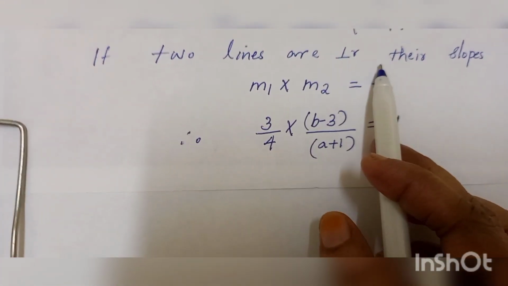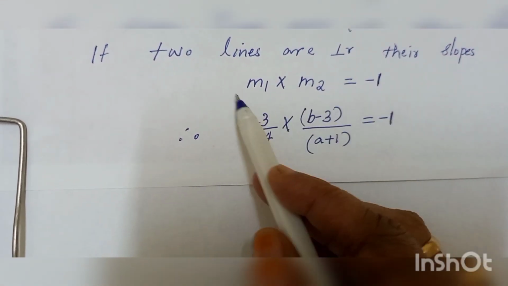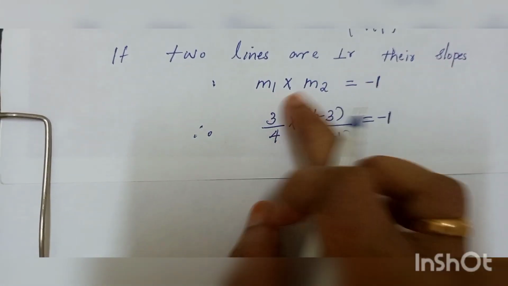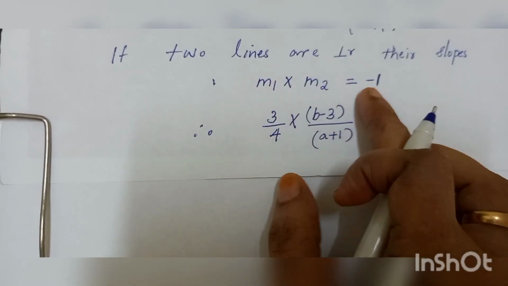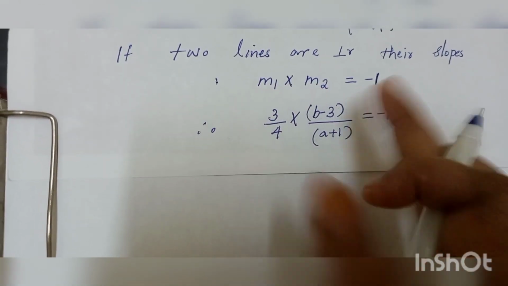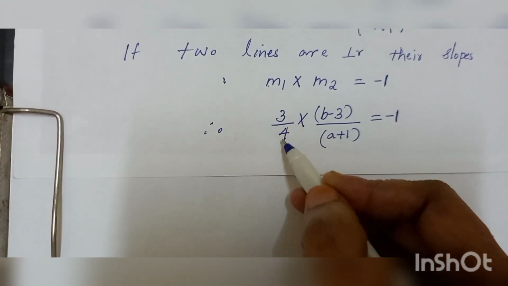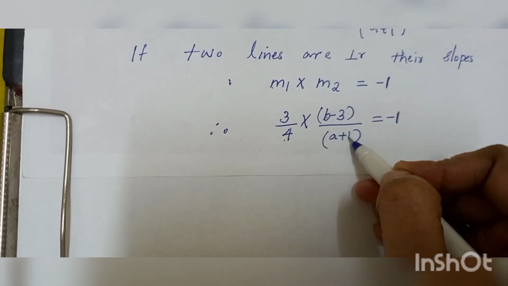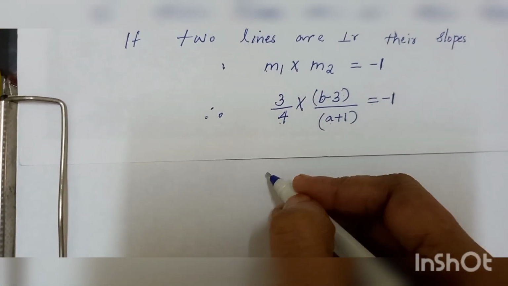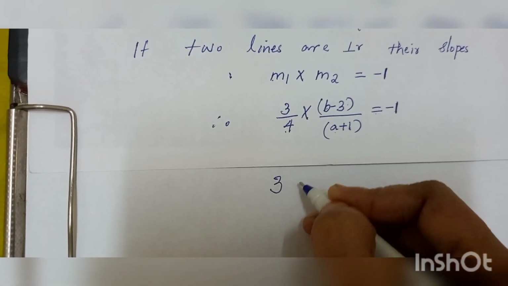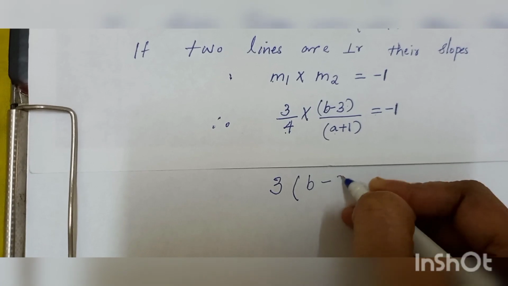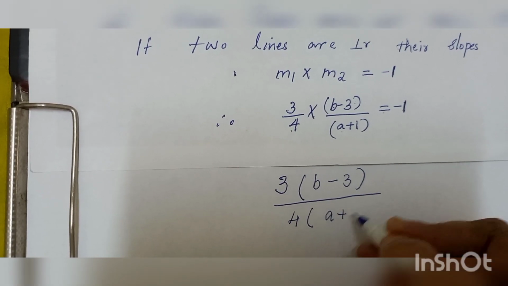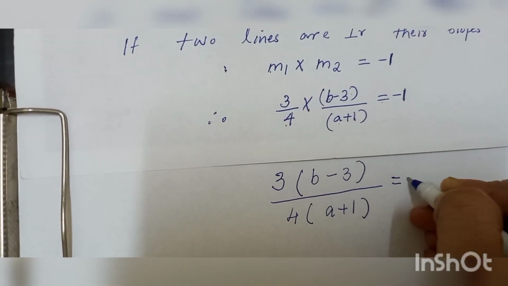If two lines are perpendicular, their slopes multiply: M1 into M2 is equal to minus 1. What is M1? We already found that it is 3 by 4. What is M2 here? (b minus 3) divided by (a plus 1), which is equal to minus 1. Okay, we have to simplify it: 3 in bracket (b minus 3) whole divided by 4 into (a plus 1) is equal to minus 1.